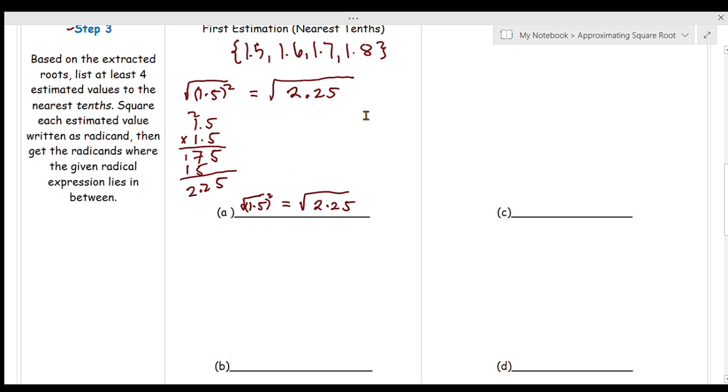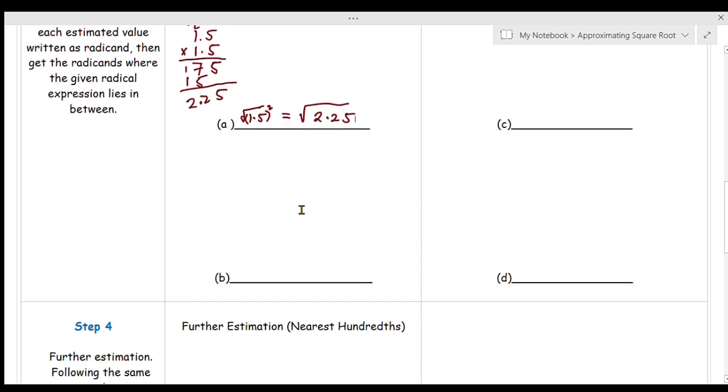natin na gagamitin is 1.6. So 1.6, square root natin 1.6. Sa loob 1.6, and we need to square. I-multiply natin yung 1.6 to itself 2 times. And the result of that, 1.6 times 1.6, is 6 times 6, 36. You can also use your calculator for fast calculation. And then 6 times 1 is 6 plus 3, we have 9.